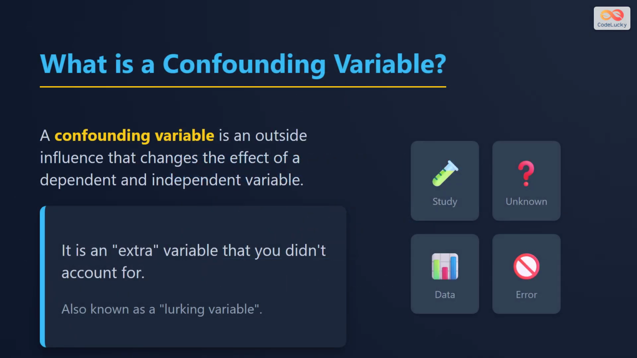So, what exactly is a confounding variable? Simply put, it is an outside influence that changes the relationship between the two things you are studying. It is often called a lurking variable because it hides in the background, making you think you have found a cause-and-effect link where none actually exists.